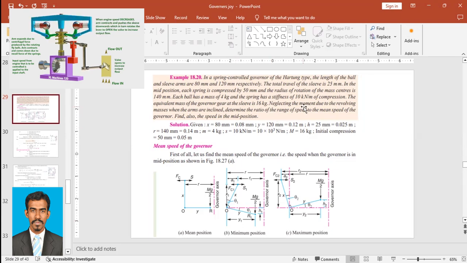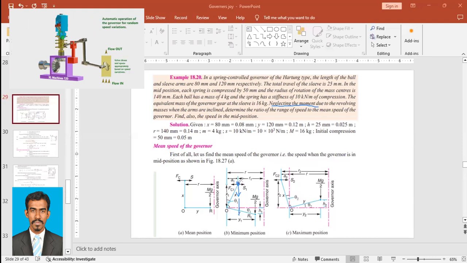But in this question, it is given that we can neglect that. The mass is going to be somewhere here, giving some mg, which acts this way, at a distance from O while calculating the moment. If this statement were not given in the question, we would have to calculate that also. But here we can neglect it, so we are not going to consider the mass in either the minimum or maximum position.